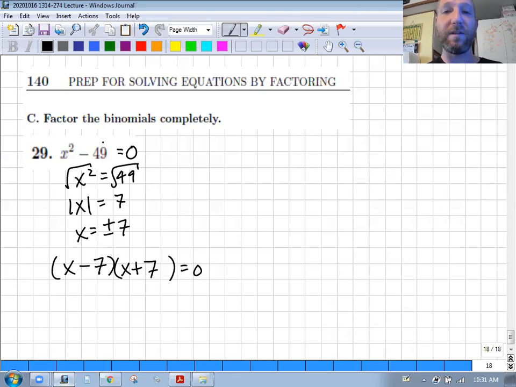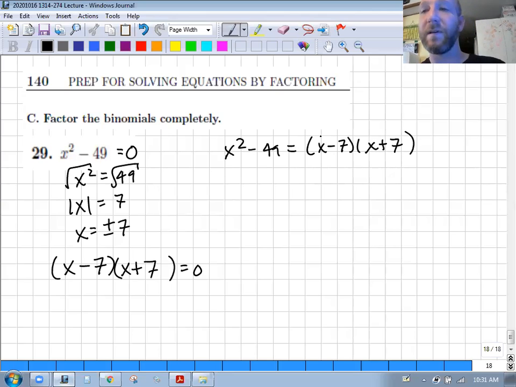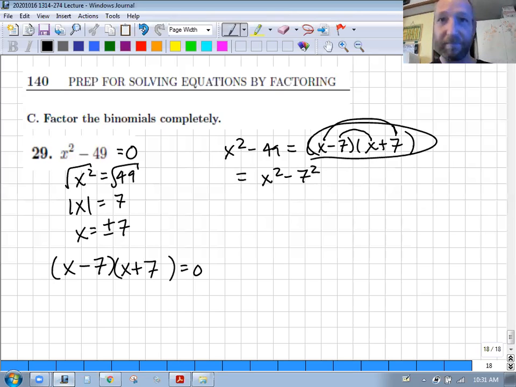All right, I just set it equal to 0 to show that we're solving. That tells us that this factors to be an x minus 7 times an x plus 7. All right, notice you have a negative 7x and a positive 7x, and they cancel out. That's why there's no x term. You might also notice that this is x squared minus 7 squared. This is the difference of two squares. When you have the difference of two squares, it always looks like this. Okay?